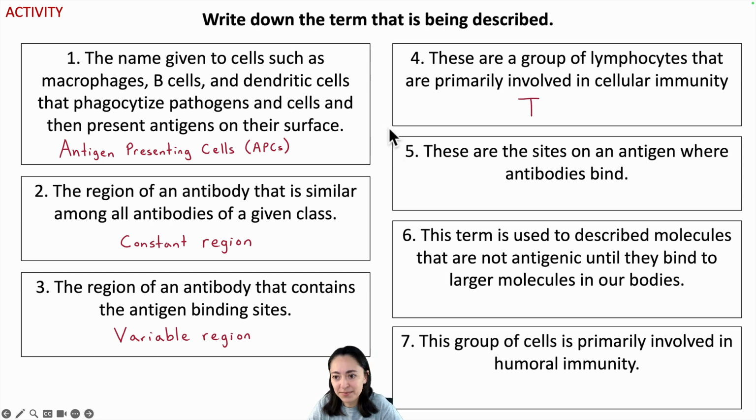Number 4, these are a group of lymphocytes that are primarily involved in cellular immunity. That would be the T cells or T lymphocytes. Number 5, these are the sites on an antigen where antibodies bind. That would be the epitopes.